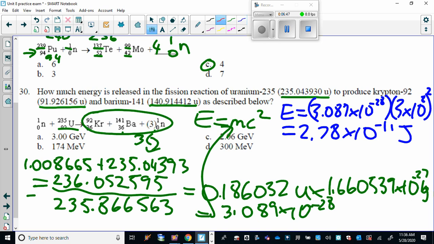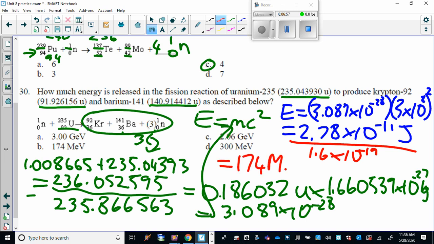To get it into electron volts, divide by 1.6 times 10 to the negative 19. And it's going to give you 173763782, which is 174 mega electron volts. Okay.